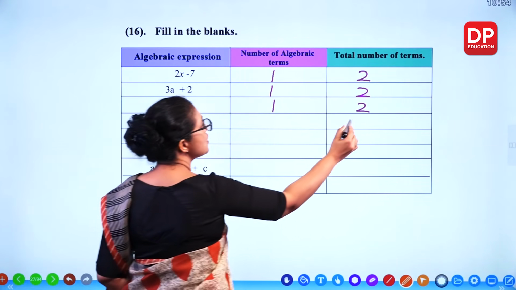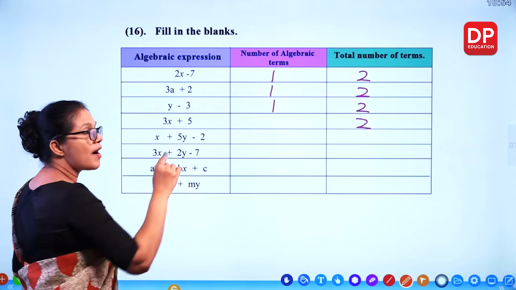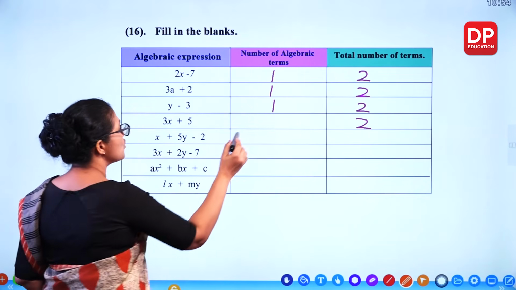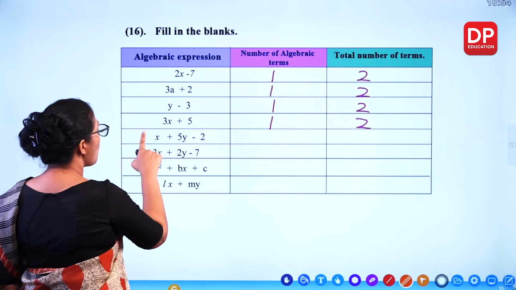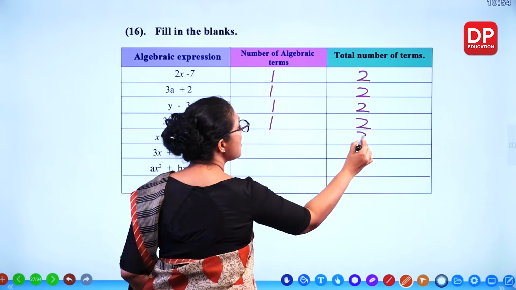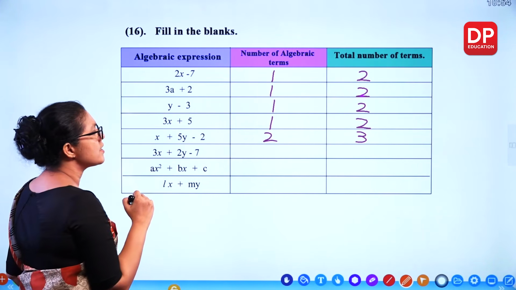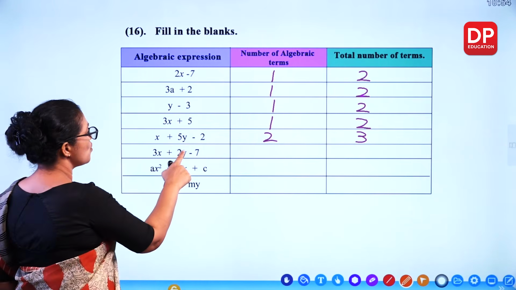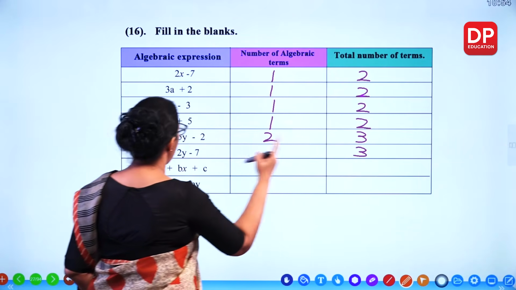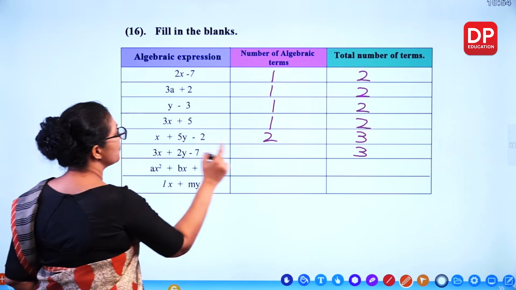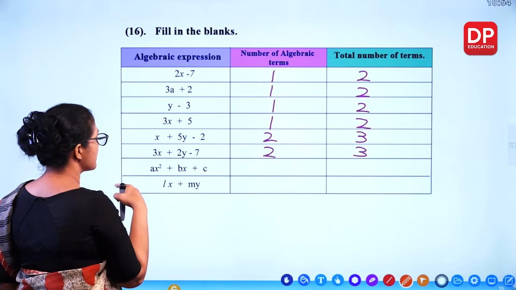Here also 2 terms are there. 1 unknown letter, that's an algebraic term. 1, 2, 3. 3 terms are there. Out of 3, 2 terms are algebraic terms. 1, 2, 3 terms are there. How many algebraic terms? 1, 2. The other one is a constant.